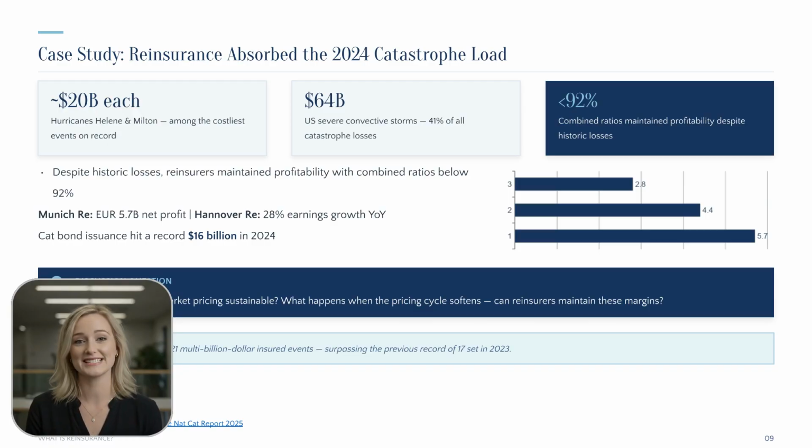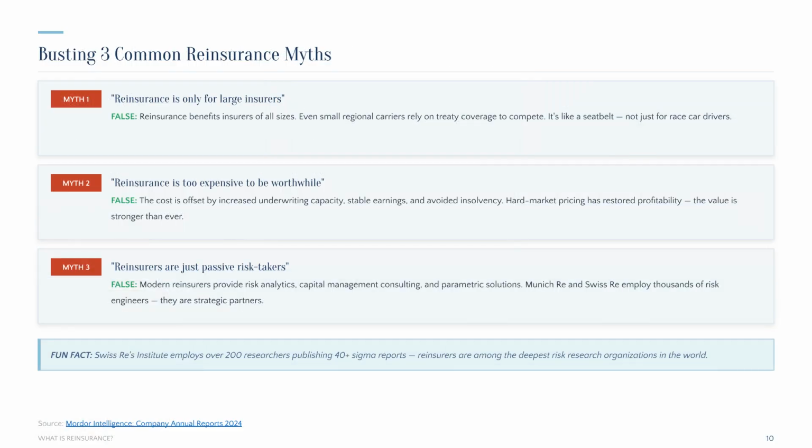The 2024 catastrophe season was a major test for the market. Despite significant losses from events like hurricanes, reinsurers remained profitable, keeping combined ratios under 92%. This demonstrates the resilience of the industry and the increasing importance of catastrophe bonds, which reached a record $16 billion in 2024.